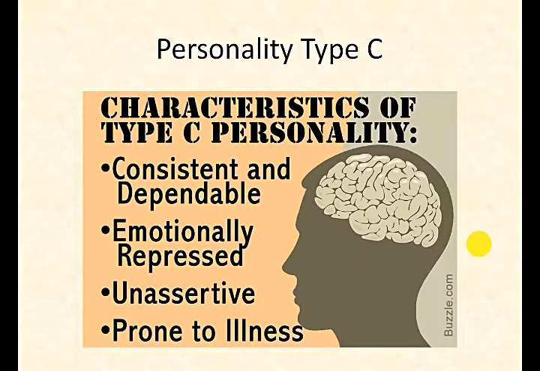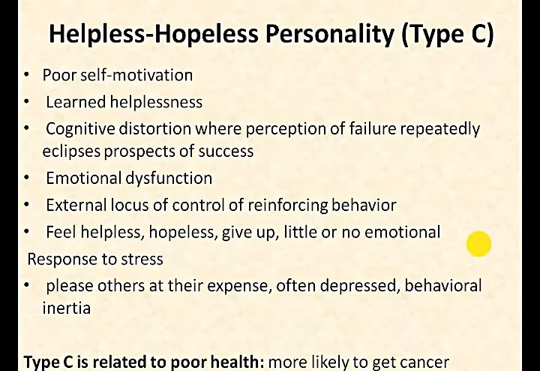Personality type C. Characteristics of a type C personality: consistent and dependable, emotionally repressed, unassertive, prone to illness. Helpless, hopeless personality type C: poor self motivation, learned hopelessness, cognitive distortion, where perception of failure repeatedly eclipses prospects of success, emotionally dysfunctional, external locus of control of reinforcing behavior, feel helpless, hopeless, give up, little or no emotional response to stress, please others at their expense, often depressed, behavior inertia. Type C is related to poor health, more likely to get cancer.